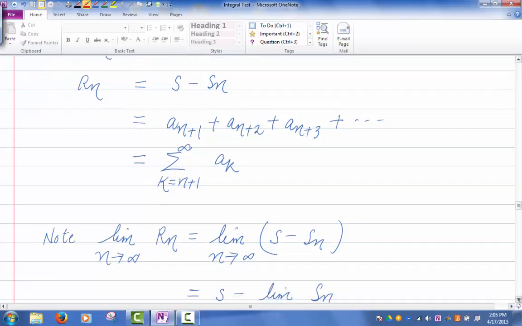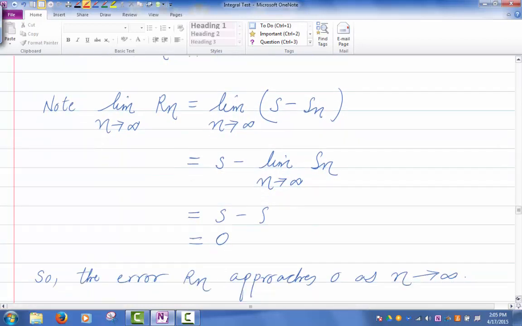And let's see what's the limit of Rn as n goes to infinity. Well, the limit of Rn as n goes to infinity is the limit as n goes to infinity of s minus Sn, because that's how we defined Rn, right? Rn is the difference between s and Sn. And what's the limit of s? Well, s is a constant there, so the limit of s is s. What's the limit of Sn? By definition, the limit of Sn is s. So the limit of Rn would be 0.